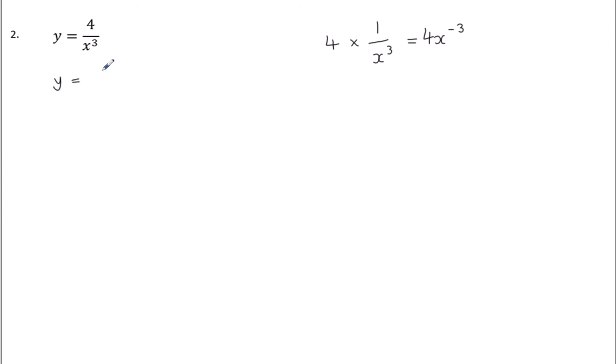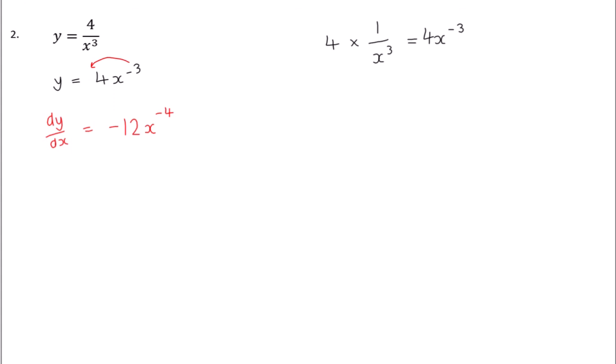So first of all, rewrite it in index form. Okay. And the 4, which was the numerator, just becomes a coefficient. And then we differentiate. So dy by dx. So let's bring the old power down and multiply. So minus 12 now. And drop the power by 1, x to the power minus 4.